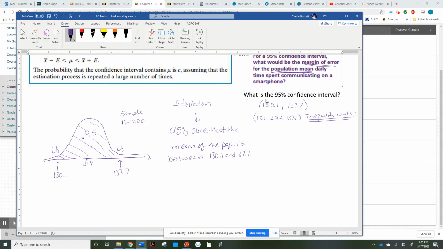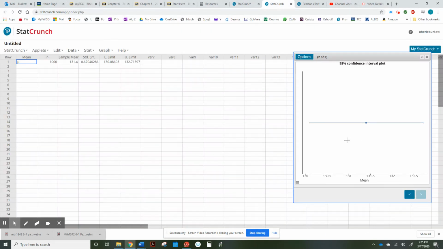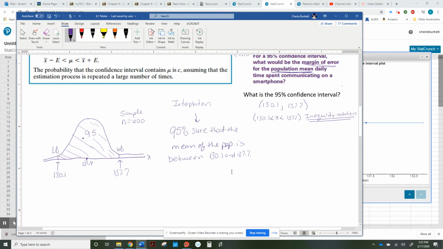So what StatCrunch gave you right here, lower limit, upper limit. Oh, wait, did I write that wrong? It's 132.7. Oh, my goodness. Some of you are probably trying to correct me 100 times since then. That's 132.7. Yeah, I have that written on my paper. Okay, so 132.7. So that is the 95% confidence interval.